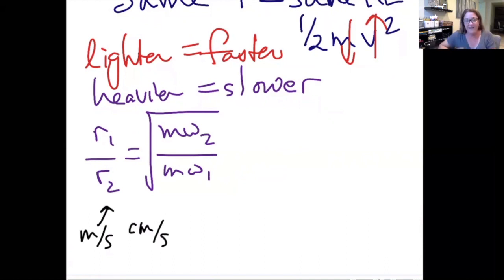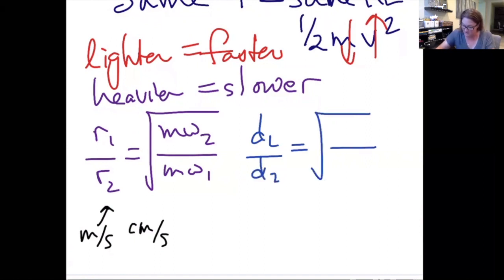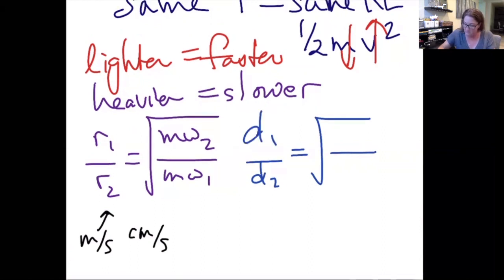Now, however, I could also be talking about the distance that a gas travels. How far gas 1 travels relative to how far gas 2 travels. That is also a diagonal relationship. Distance is going to be measured in units of meters or centimeters.